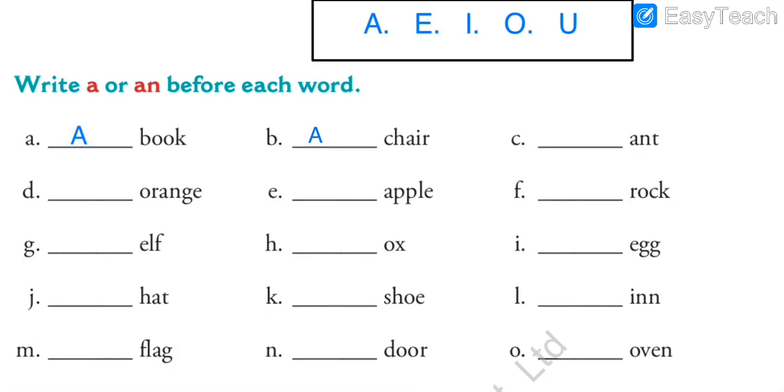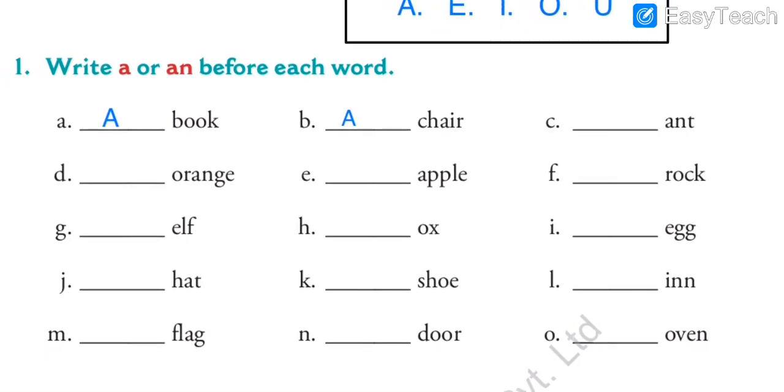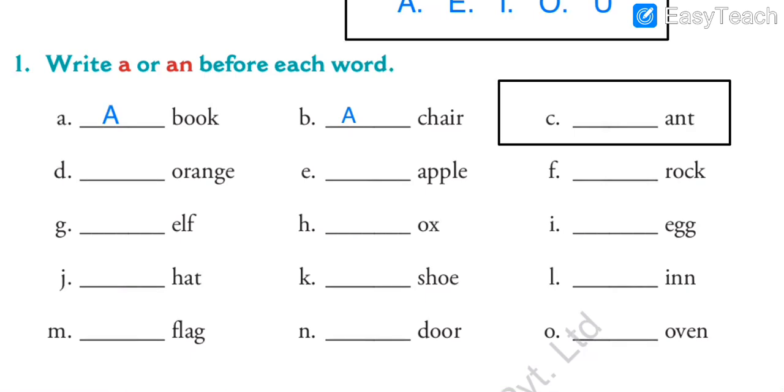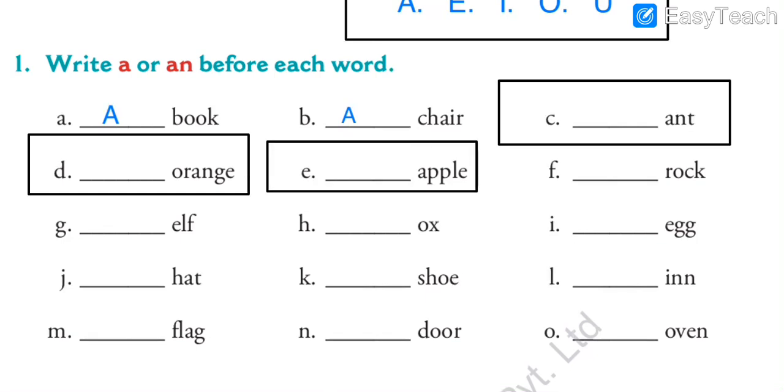What could be the answer? Yes, A is a vowel. So how many vowel words are there? Let us just first highlight them. So A-N-T, A is a vowel, correct? Now again, if you see orange, it starts with O, so O is again a vowel. Apple, now apple starts with A, so it is again a vowel.